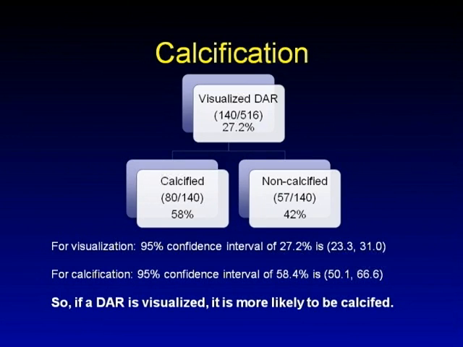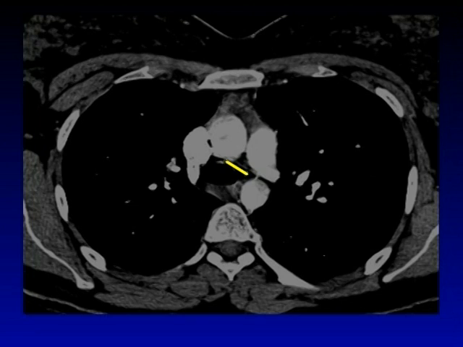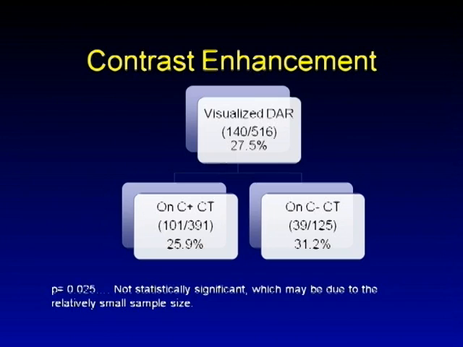So in terms of our findings, we were able to determine that the rate of visualization of the ductal remnant on routine CT overall is 27.2%. Of those, 58% were calcified. And here's an example of one, which you can see by the arrow pointing to a focal area of calcification in the region of the ductus arteriosus. And another example where you can actually see a vascular communication from the anterior aspect of the thoracic aorta connecting to the left pulmonary artery.